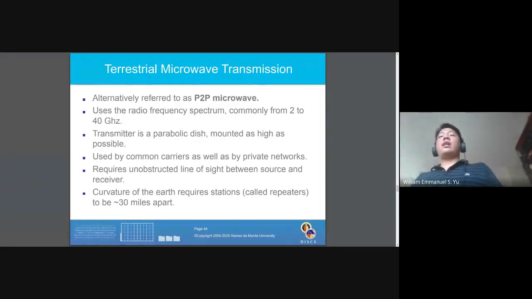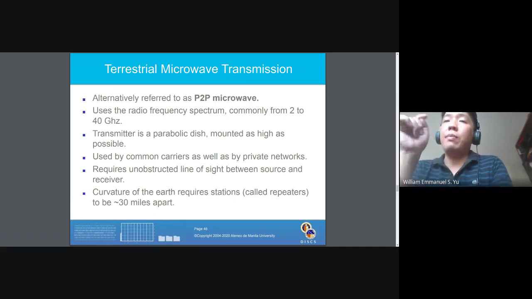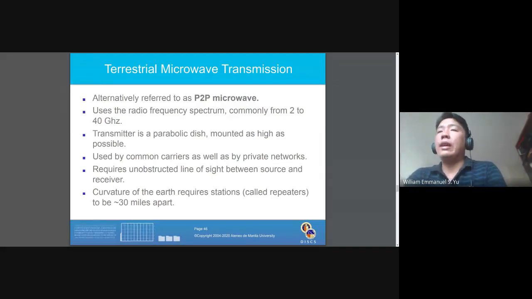The transmitter looks like a parabolic dish, as was shown a while ago. And it can be used by common carriers and private networks as well, right? So you can actually use this yourselves, but whenever you use terrestrial microwave, you need to license the frequency that's being used. But you can. I mean, you can go to the NTC, you can apply for a frequency, because it only covers a small geographical area, so the fees aren't very high, right?